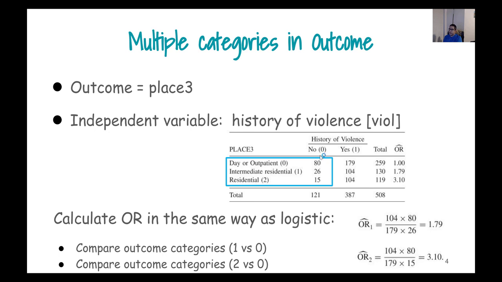So from this cross tabulation, we can basically calculate the crude odds ratio very simply. We are basically using the AD by BC rule. So how are we calculating this?